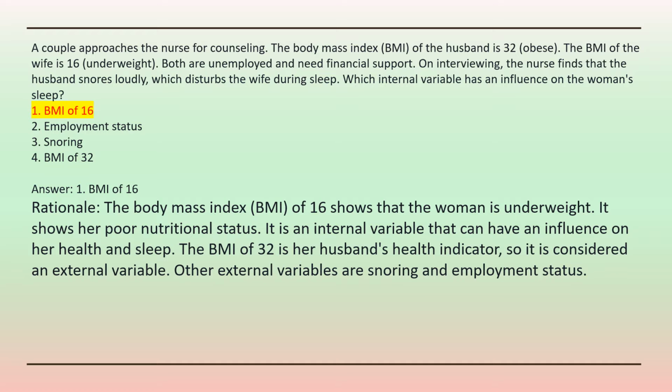Answer. 1. BMI of 16. Rationale. The body mass index (BMI) of 16 shows that the woman is underweight. It shows her poor nutritional status. It is an internal variable that can have an influence on her health and sleep. The BMI of 32 is her husband's health indicator, so it is considered an external variable. Other external variables are snoring and employment status.